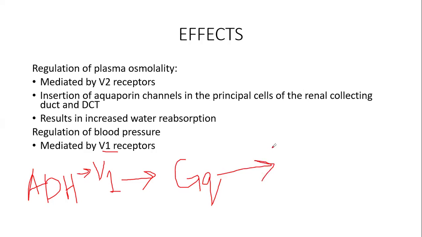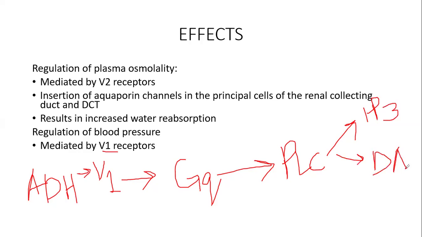This will cause the phospholipase C enzyme to get activated, which will release what? Inositol triphosphate, IP3, and diacylglycerol, right? IP3 will cause calcium release from the endoplasmic reticulum, which will cause smooth muscle contraction, right? So you see how it is causing vasoconstriction.